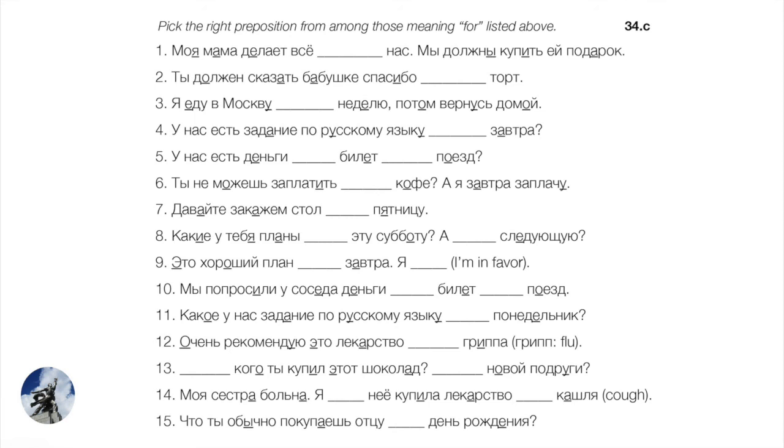Number five, do we have money for a ticket for the train? Okay, here we have two prepositions. They're both going to be на. У нас есть деньги на билет на поезд?